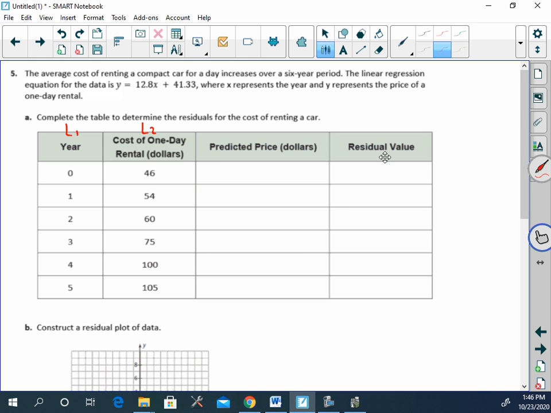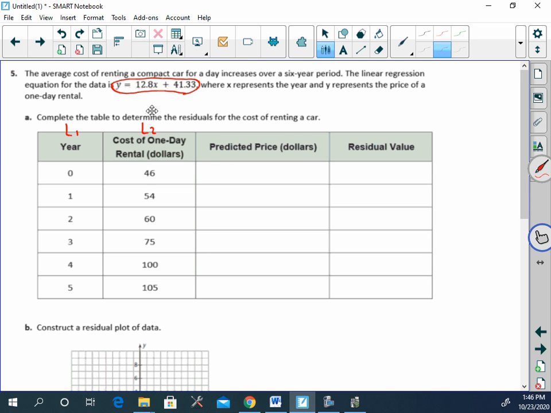And then we're going to figure out what to do with our L3 and L4 so that the calculator can do the work here. But if we read through this, it says the average cost of renting a compact car for a day increases over a 6-year period. The linear regression equation for the data, they already gave us the linear regression equation. That doesn't mean that you can't calculate it. We could calculate it, put the L1 and L2 in, and do a linear regression, and we would come up with this equation. But this is the equation that we're going to use in order to find the predicted price.